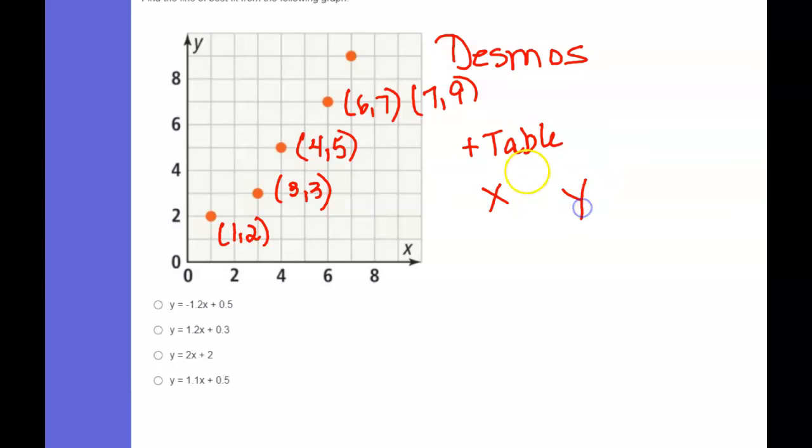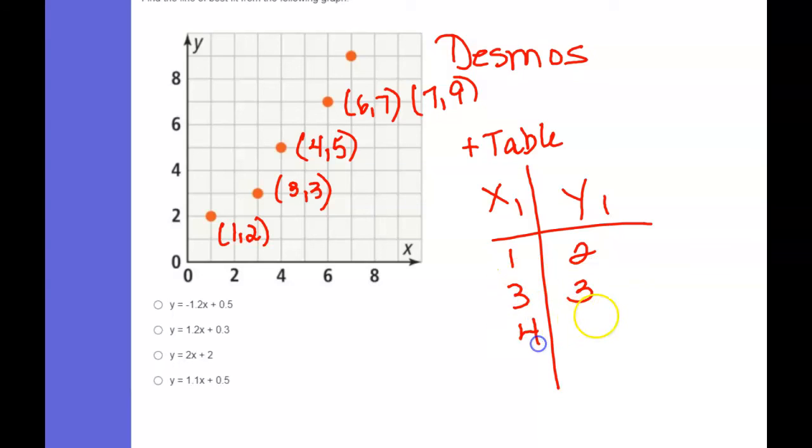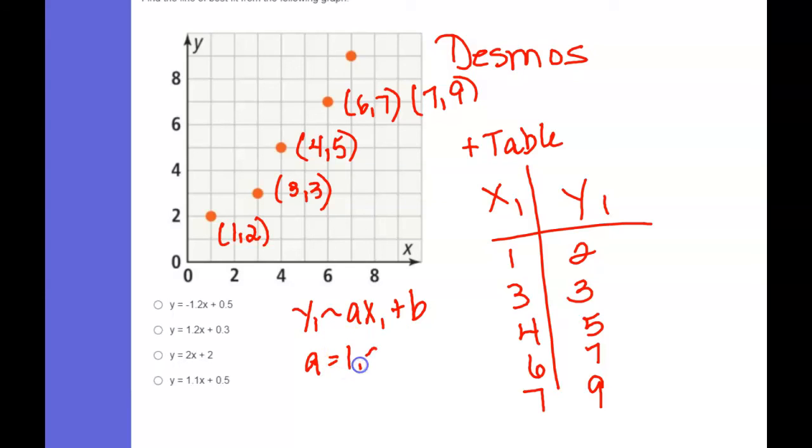So it would look like this. Your x1 and your y1. Your x would be 1, y would be 2. We have 3, 3, 4, 5, 6, 7, and then we have a 7, 9. If you do that, and then you do your y1 tilde ax1 plus b, you will find that your a value is going to be equal to 1.2, and your b value is going to be 0.3. So when you put it into slope-intercept form, it'll be right there.